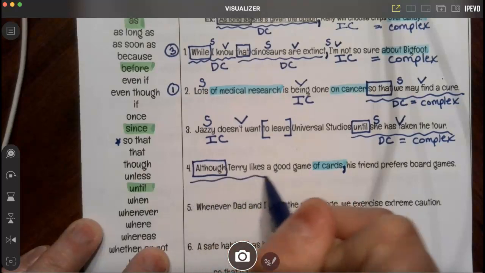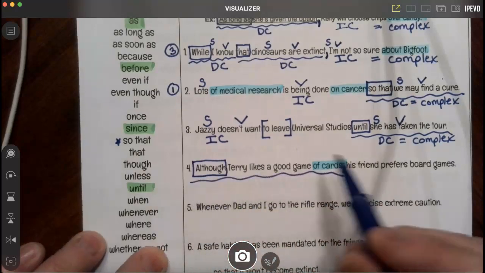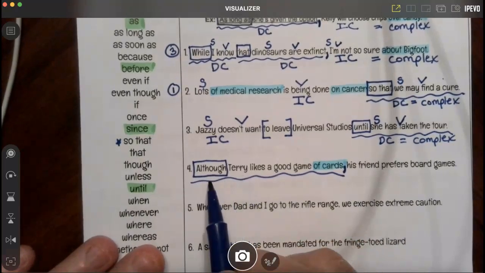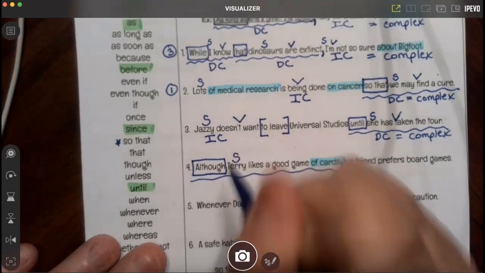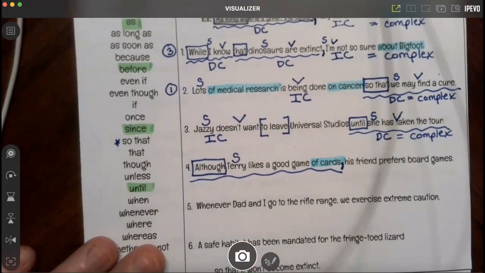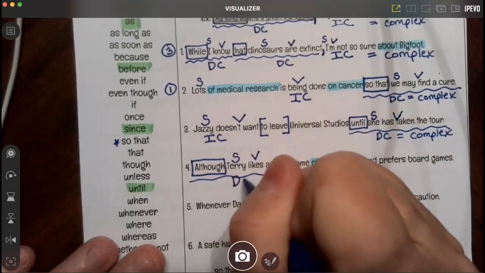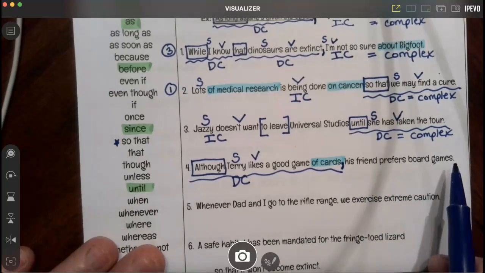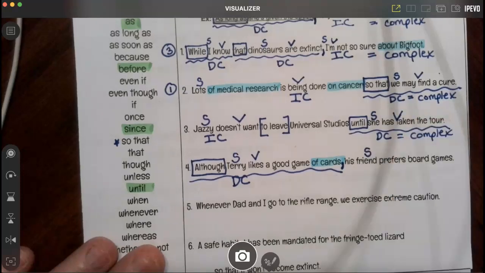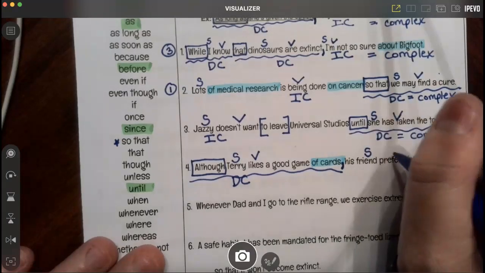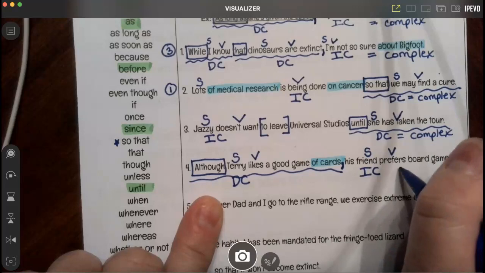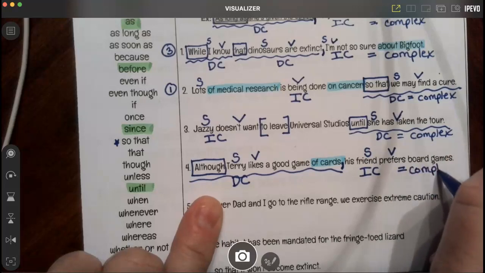Although Terry likes a good game of cards, all the way up to that comma. Within that clause, if it's a subordinating conjunction, there has to be a subject and a verb after it. So Terry is my subject. And what is it saying about Terry? Terry likes. So that's a dependent clause. Then there has to be an independent clause. Let's look at what's left. His friend prefers board games. Who is the sentence about? His friend. And what does his friend do? His friend prefers. So that's an independent clause. And a dependent clause with an independent clause equals a complex sentence.